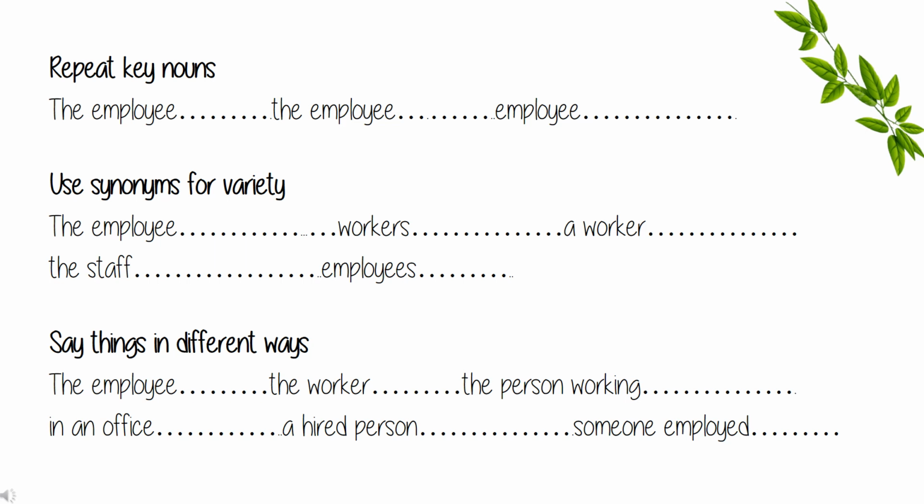You can also say things in different ways to avoid repeating too much. So I can say "the employee" or "the worker," those are synonyms, but then I can just say it in a different way: "the person working in an office." Who is the person working in an office? Well, it's an employee or a worker. But by saying it in this different way, I create some variety.